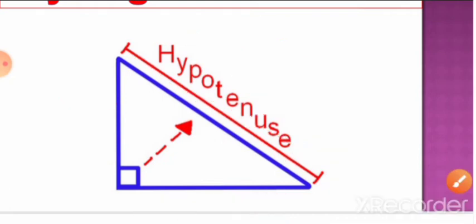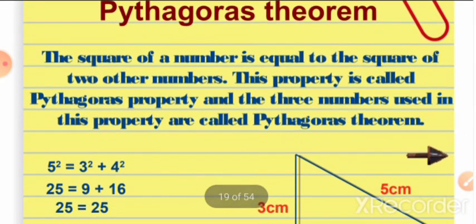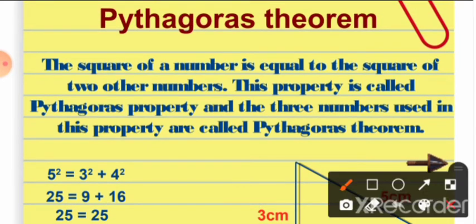The Pythagorean theorem or Pythagorean triplet is applicable only for a right angle triangle. Next point is the Pythagoras theorem. The Pythagoras theorem says that the square of a number is equal to the sum of the squares of two other numbers. This property is called the Pythagoras property, and the three numbers used in this property are called a Pythagorean triplet.